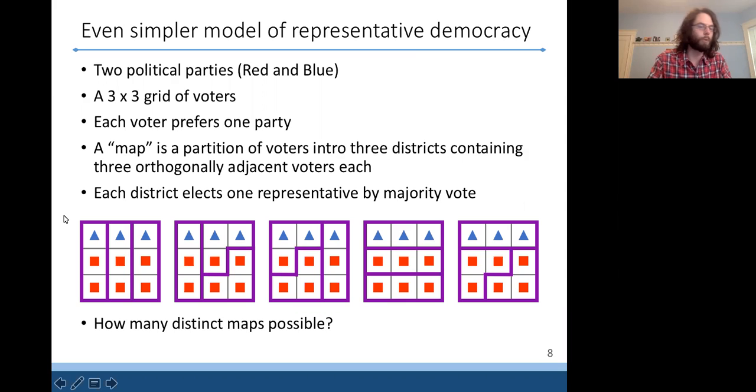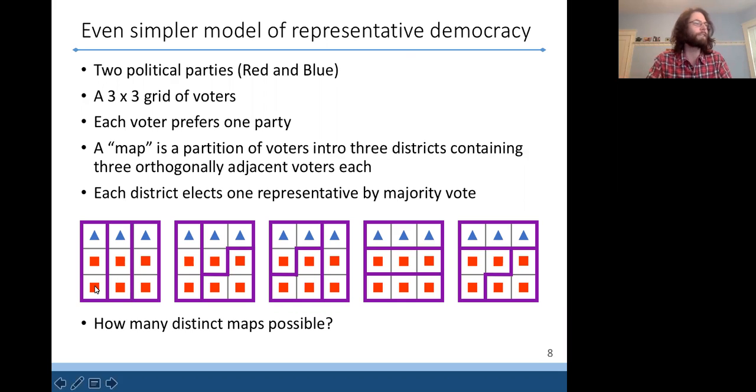Each voter prefers one party. So we have these blue triangles and red squares for the blue party or the red party. And a map is just going to partition this into 3 districts of 3 voters each. They have to be orthogonally adjacent, so they have to be contiguous. And again, you can imagine these as counties instead of voters if you want to make it more realistic. We'll come back to realism at the end. Each district is going to elect 1 representative by a majority vote.